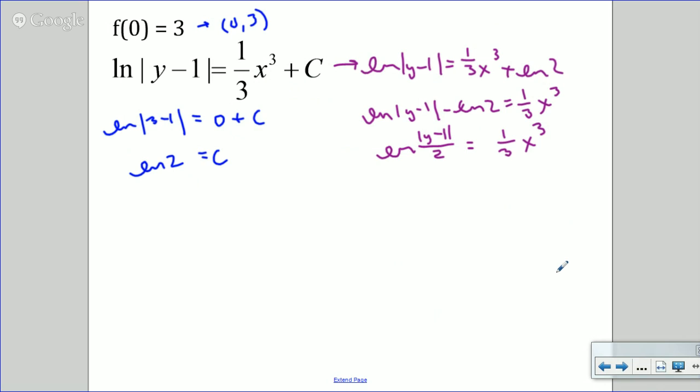So again, what's the inverse of ln? Well, it'd be e. So if you exponentiate both sides, what I mean by that is take e to this power equals e to this power, the e and the ln will have that undoing effect on each other. So we have the absolute value of y minus 1 over 2 equals e to the 1/3 x cubed. Again, we want to get y by itself, so at this point we can multiply both sides by 2.